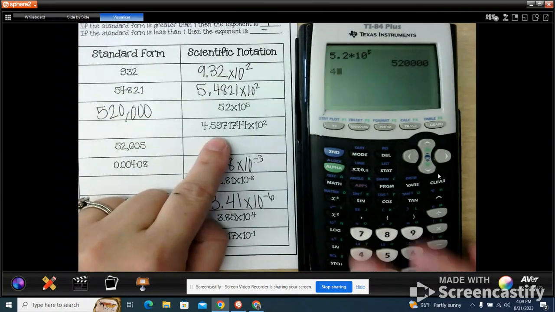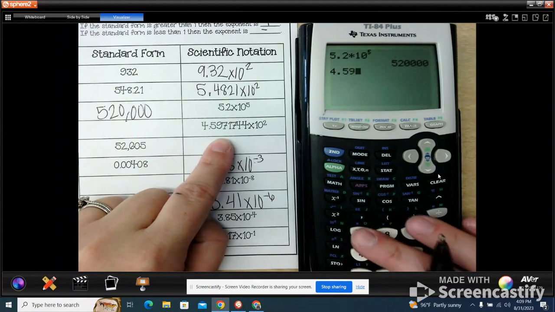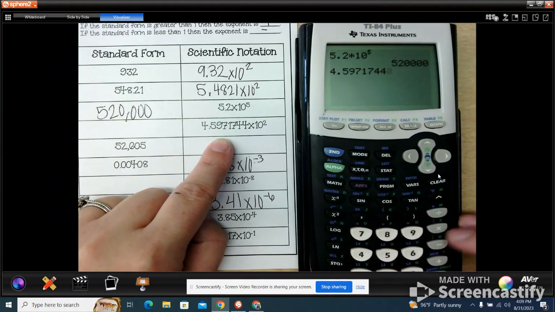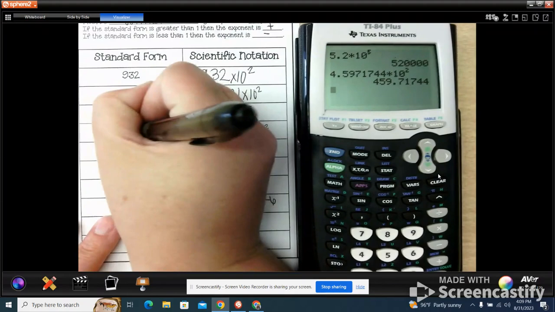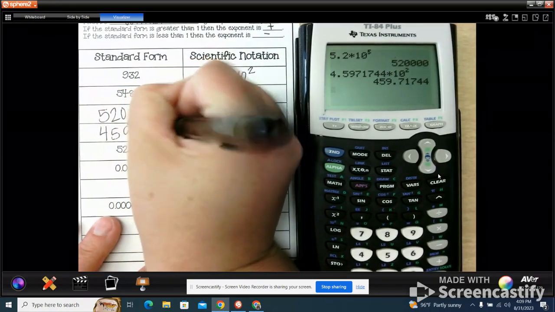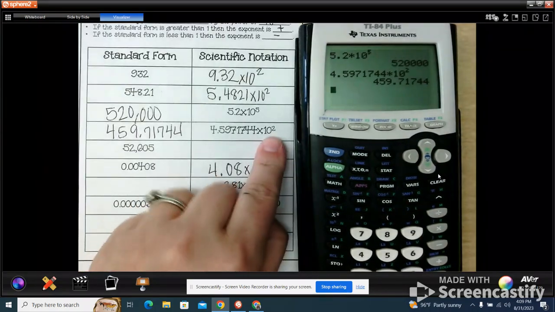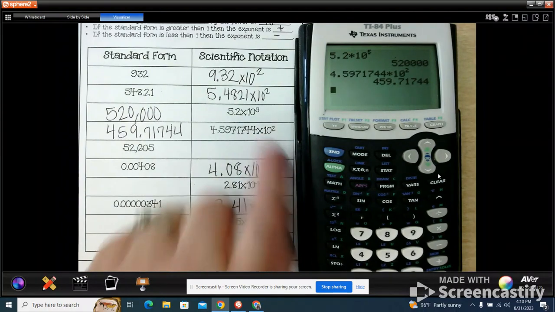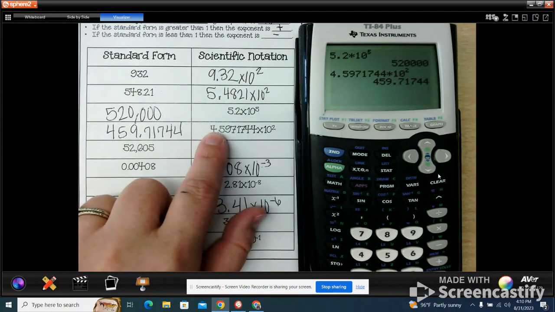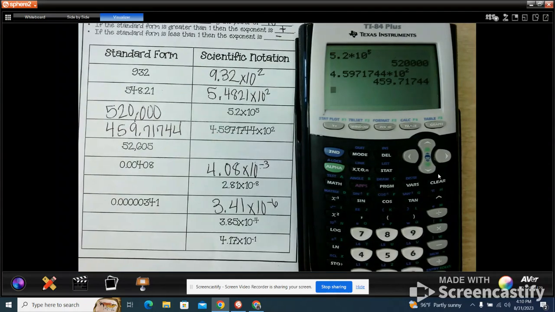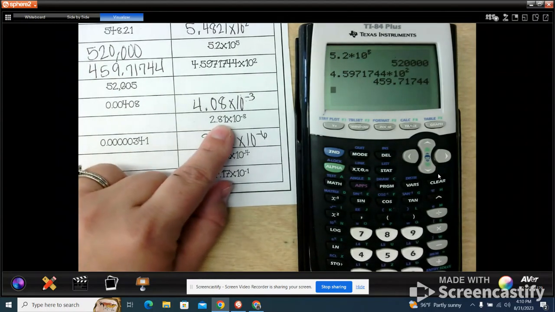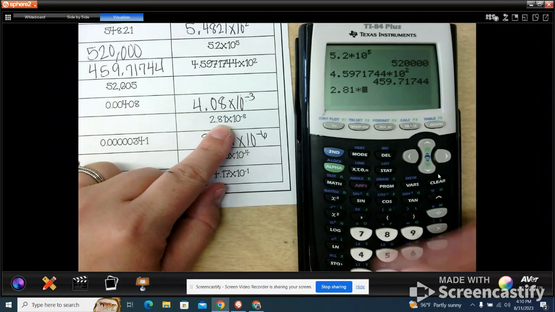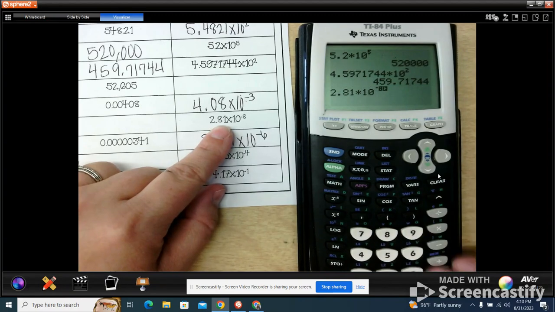Next one, we have 4.591744 times 10 to the power of 2. Enter. Okay, and again, all that's doing is it's moving the decimal. So this 2 is going to tell us to move the decimal to the right 2 places. All right, so let's try some negative ones. So I've got 2.81 times 10 to the power of negative 8.